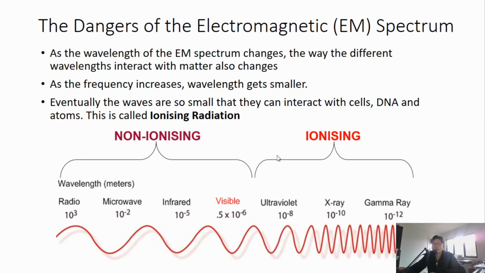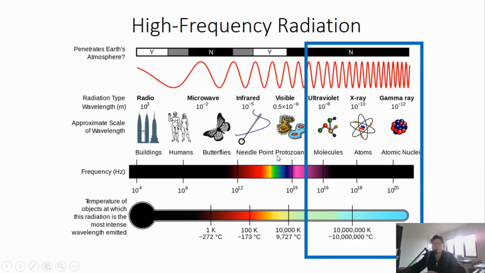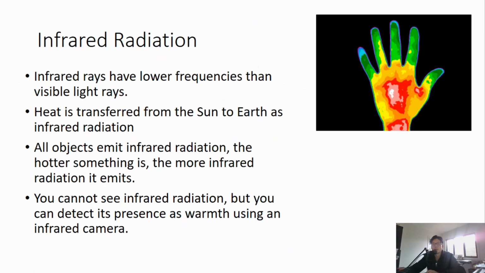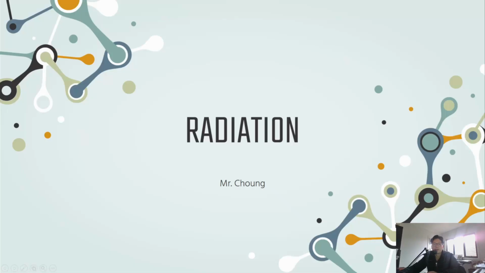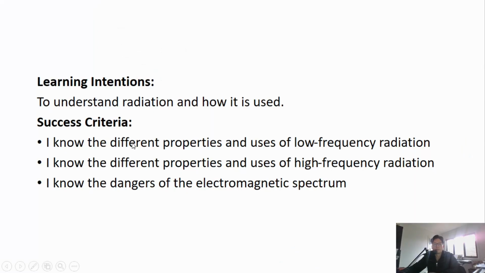Alright, so that brings us to the end of this lesson. Just go to Compass to see what you need to do next. And hopefully by now you guys all have a rough idea of the different properties and uses of low frequency radiation, different properties and uses of high frequency radiation, and that you also know the dangers of the electromagnetic spectrum.